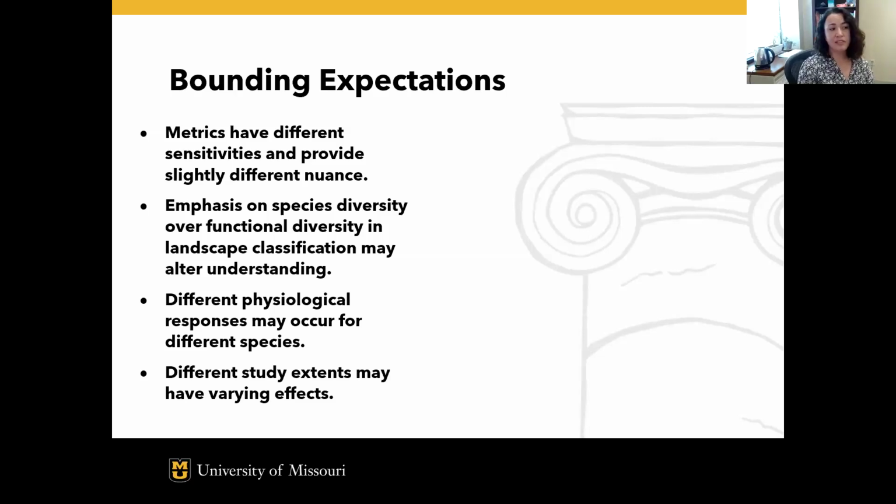And then we also know that different study extents can have varying effects on the results that we see. So looking at crop diversity versus diversity of the entire landscape could produce different results here, but also examining, say, this effect for the heartland region might provide us with something different than looking at this for, say, the southern seaboard region of the US.